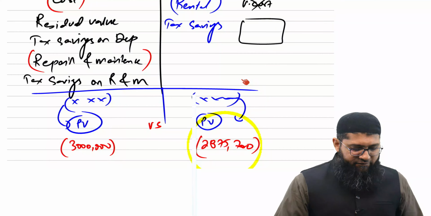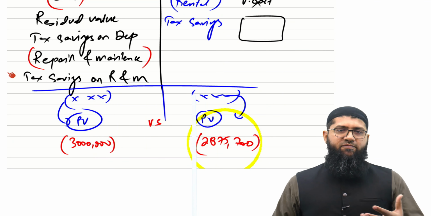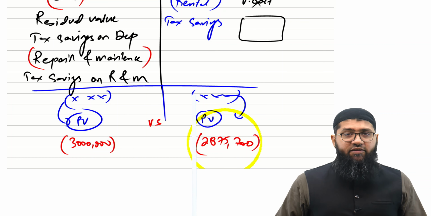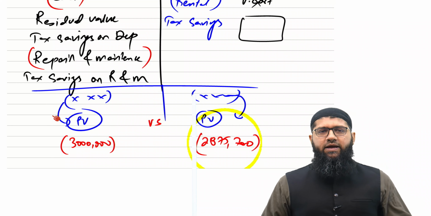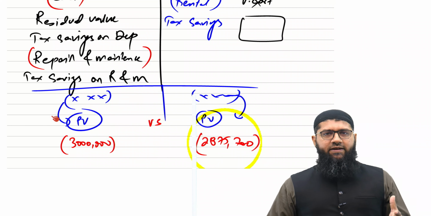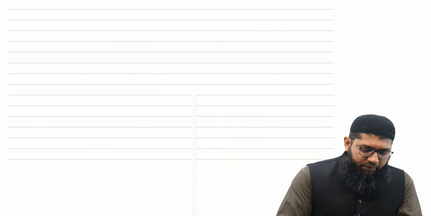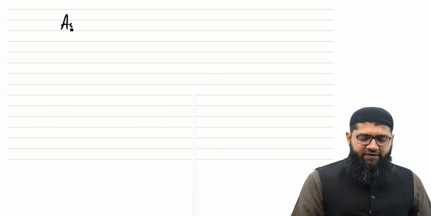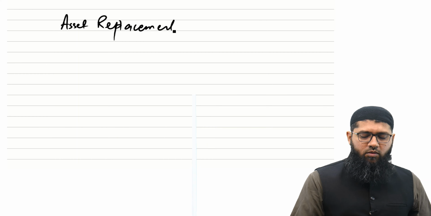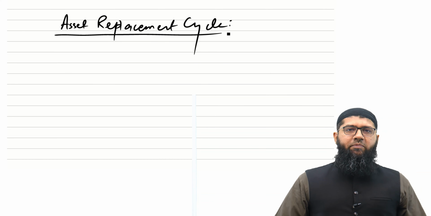Now let's move a bit forward. Let's discuss a bit further. I've talked about one of these specific decisions, which is lease or buy. From the investment appraisal, one of the decisions that you have to make is whether you are going to lease the asset or buy it outright. Then we move on to the next aspect: the asset replacement cycle.